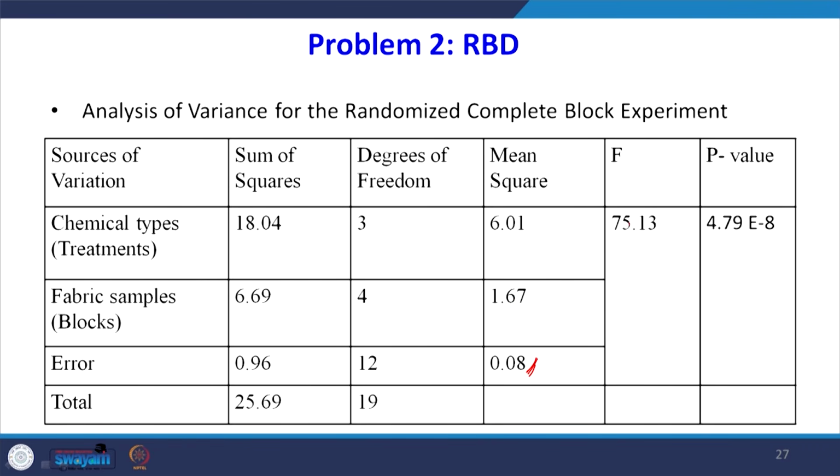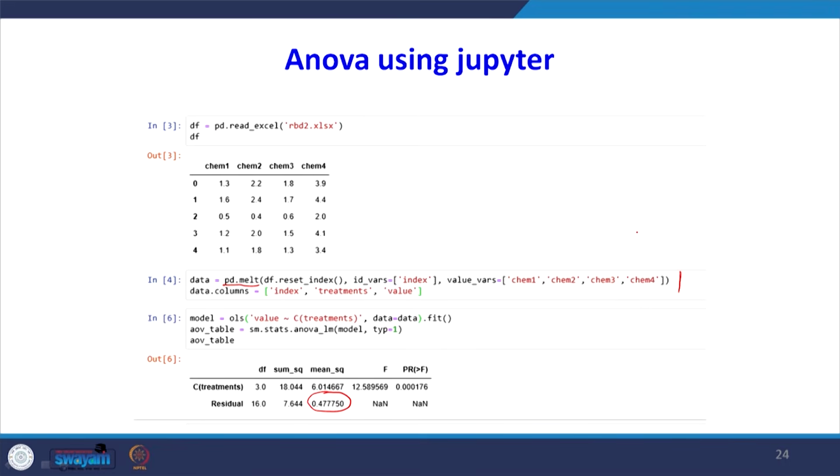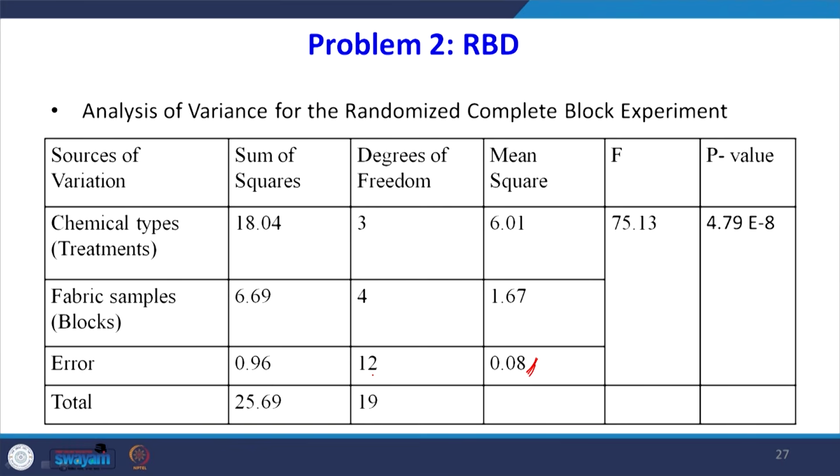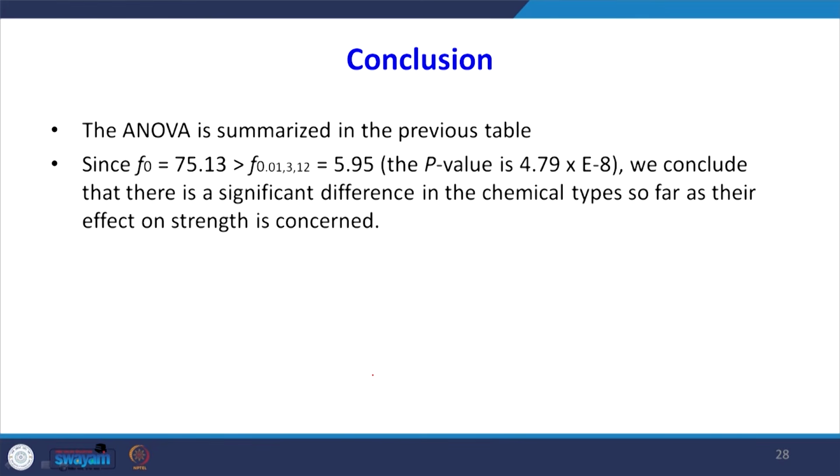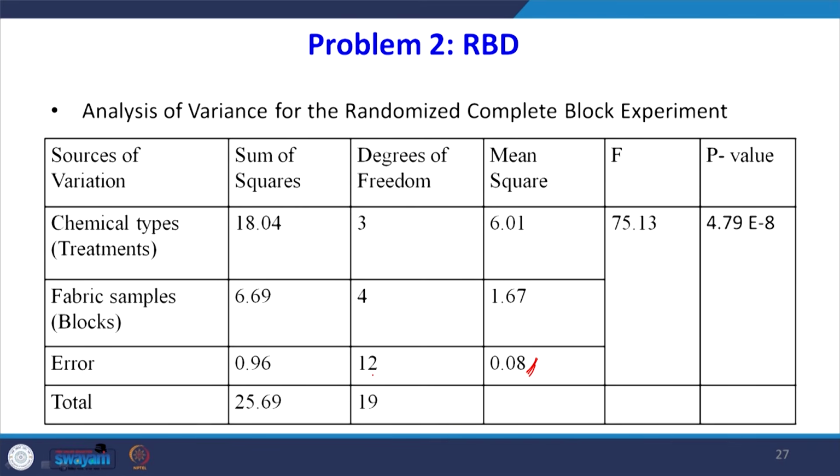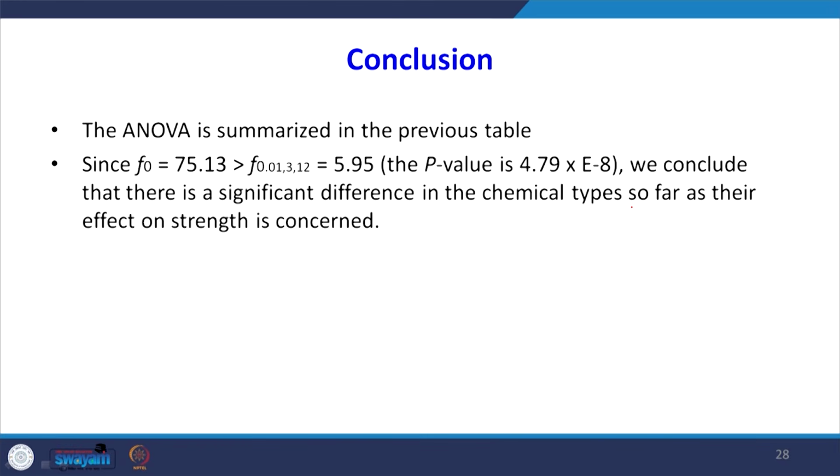So, here the value of f also, when you compare it, is significantly high, 75.13, so there are more chances for rejection. Previously what was the f value? I am going back, here the f value is 12.58, now the f value is 75.13. There you can certainly say that you will reject your null hypothesis.